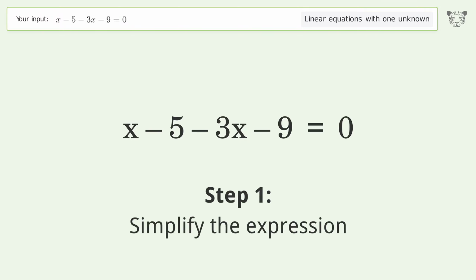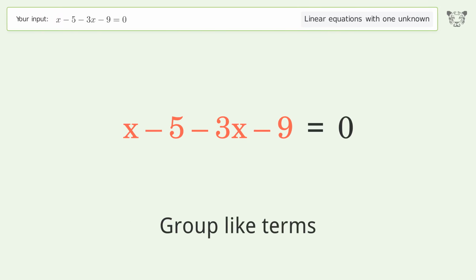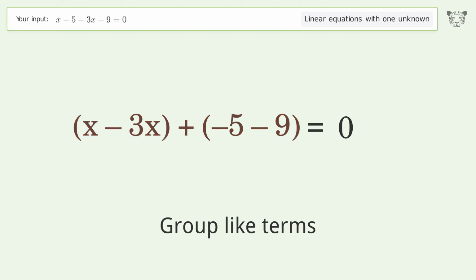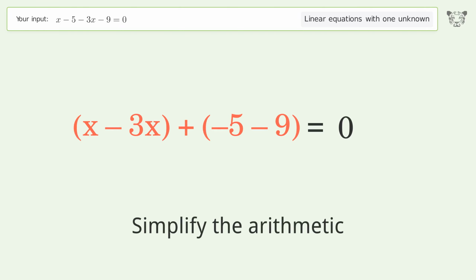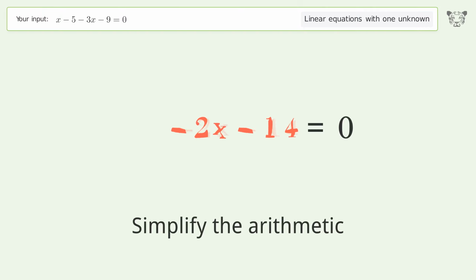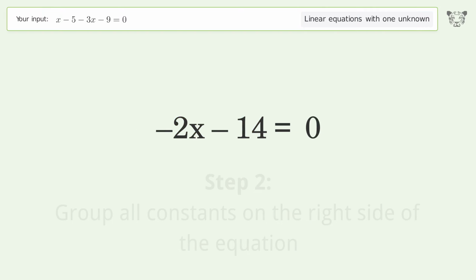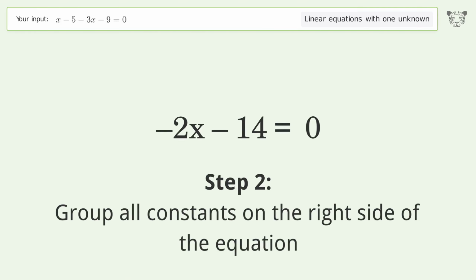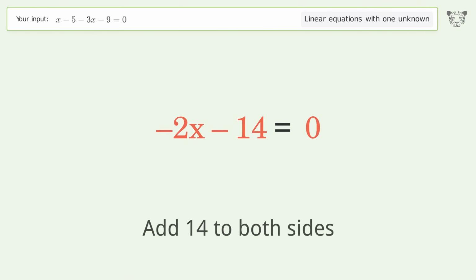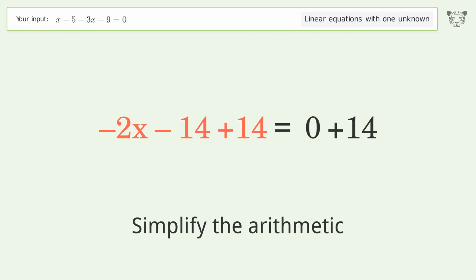Simplify the expression. Group like terms. Simplify the arithmetic. Group all constants on the right side of the equation. Add 14 to both sides. Simplify the arithmetic.